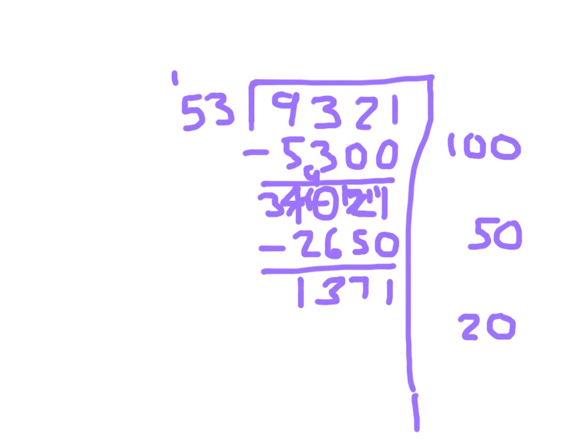That looks like it's okay. 0. 2 times 3 is 6. 2 times 5 is 10. And getting closer. And now I am down to a 3-digit number divided by 53.